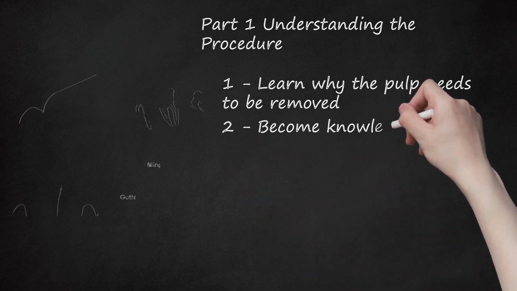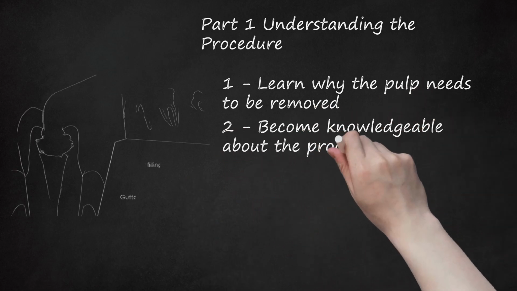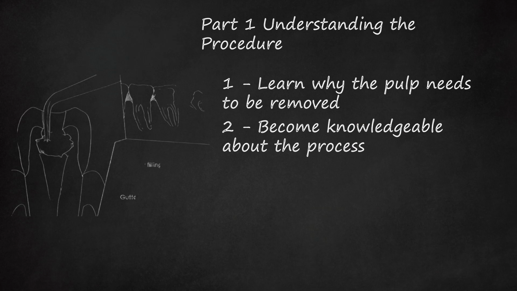2. Become knowledgeable about the process. This includes the following steps. After an X-ray reveals the shape of the root canals to determine if there are any signs of infection in the surrounding bone, you will be fitted with a rubber dam, a sheet of rubber, around the tooth. This keeps the area dry and free of saliva during treatment, preventing bacteria from reaching the area.